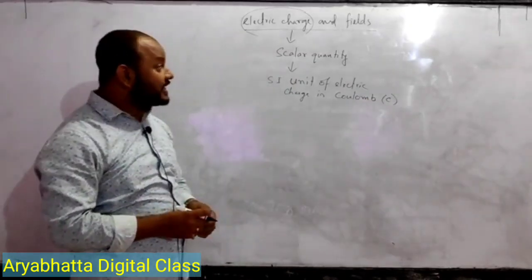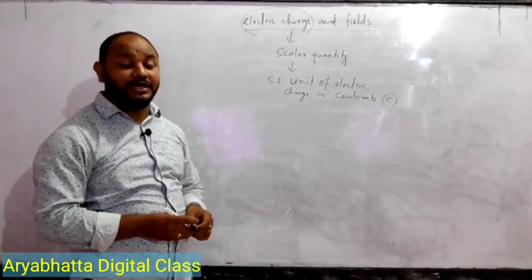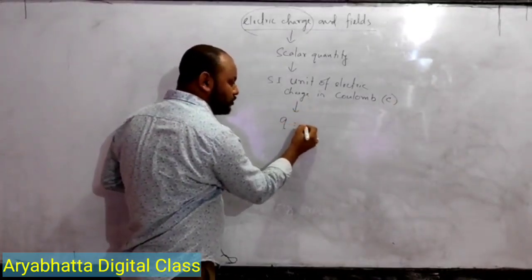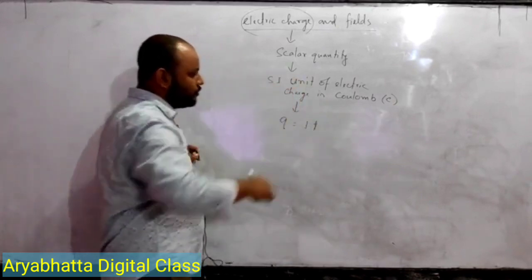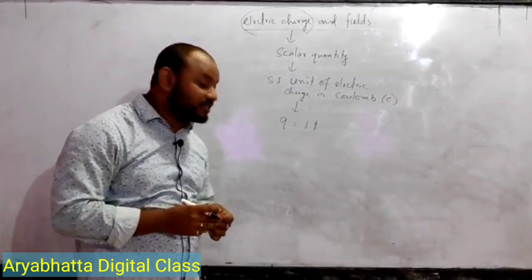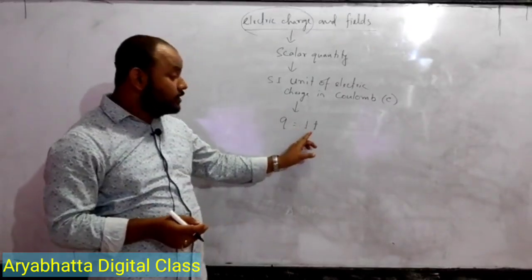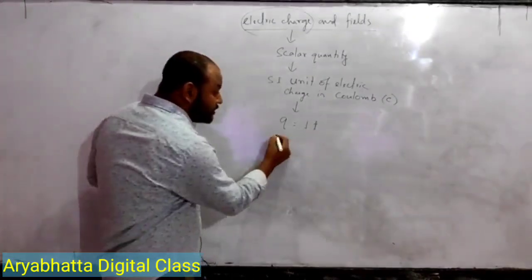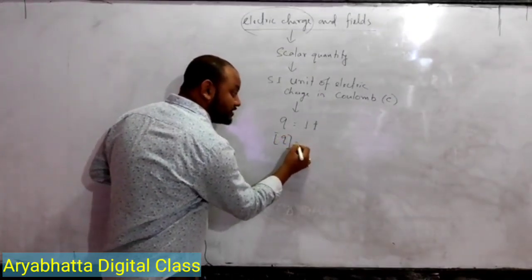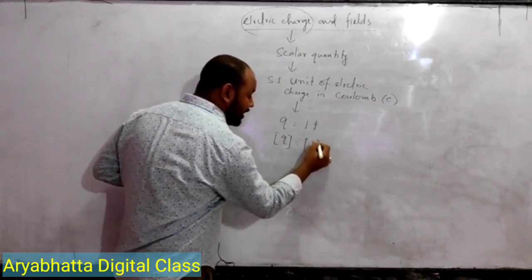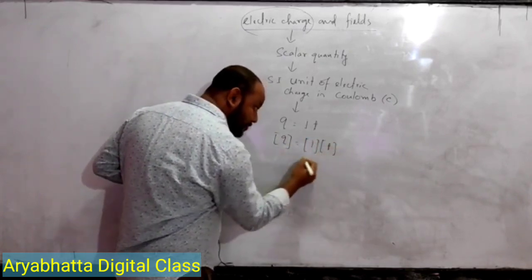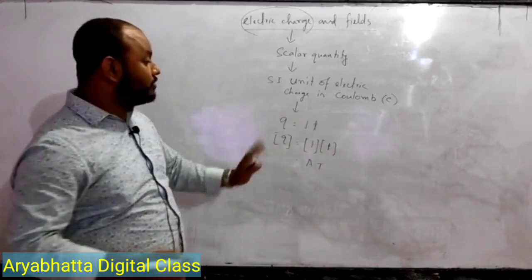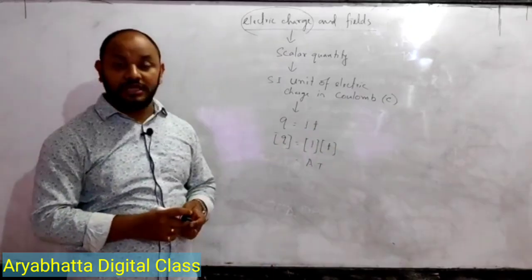What is the dimension of electric charge? We can express electric charge in terms of current and time. Here current and time are both fundamental quantities. Then the dimension of electric charge will be equal to the dimension of current and the dimension of time. The dimension of current is ampere, A, and the dimension of time is T. So the dimension of electric charge is A times T.